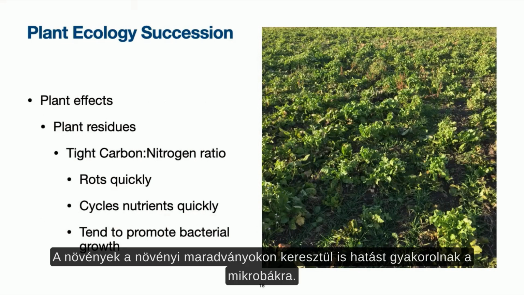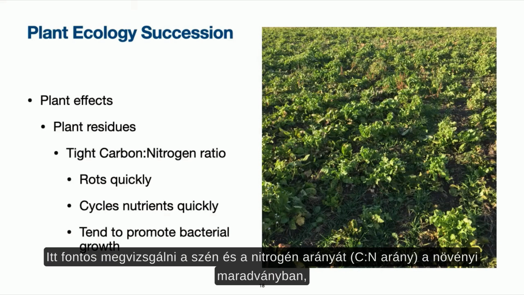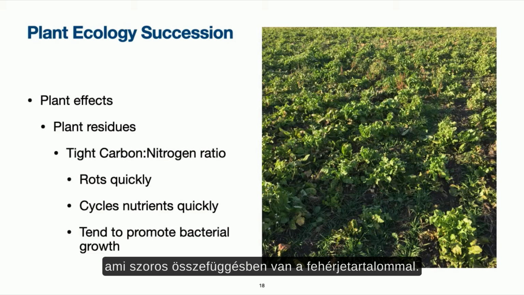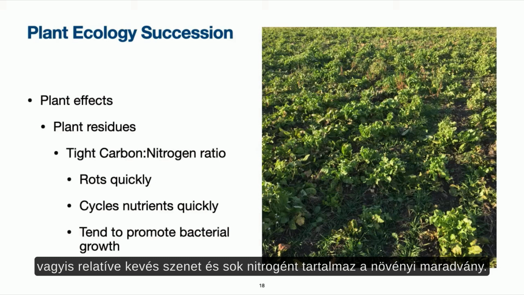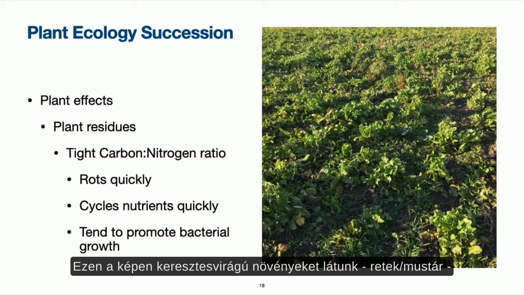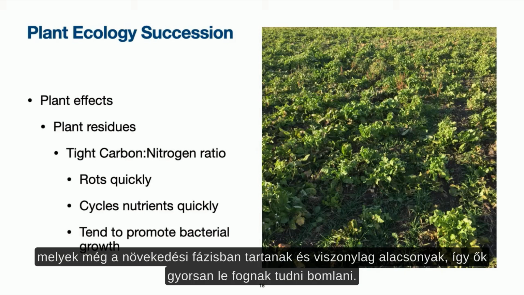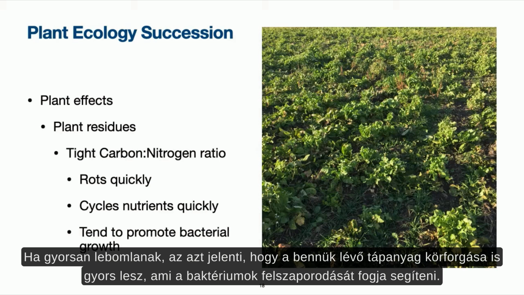So some of the plant effects, when we start dealing with plant residues, now we're going to be talking about some of the carbon to nitrogen ratios. What I mean by that is, basically it's reflected back into the protein of that residue. So if we have a tight carbon to nitrogen ratio, that means we have a moderate amount of carbon, but we have a fairly high amount of nitrogen. In this picture, these are some brassicas that are going to be growing, and they're relatively short, so they're going to rot quick. When they rot quick, they're going to cycle those nutrients quicker, and that tends to promote more bacterial growth.